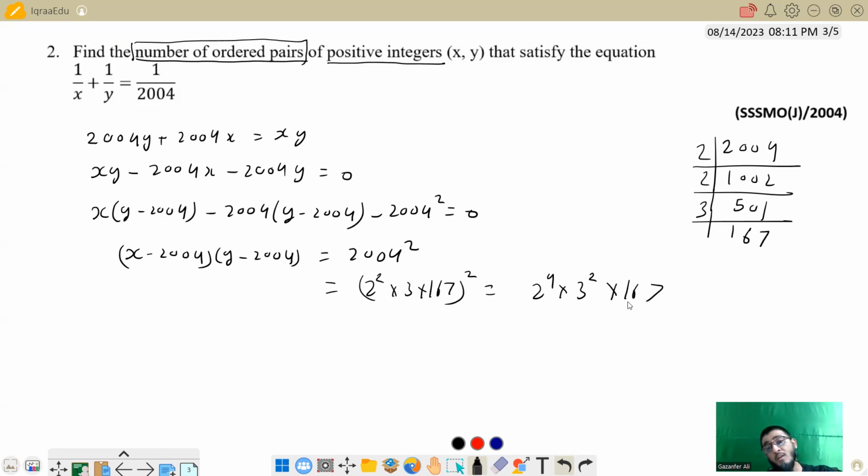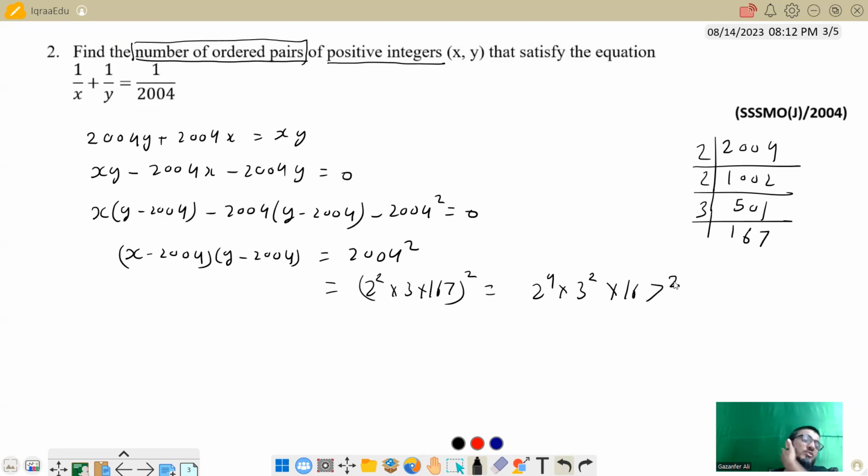Okay. So now what? How will you do it? 167 squared. Now what to do? So we can find the number of factors of this expression, this number.